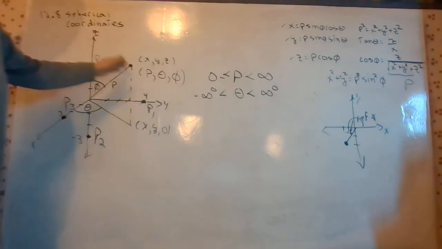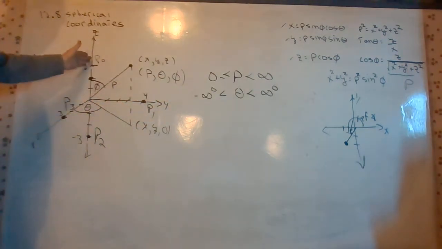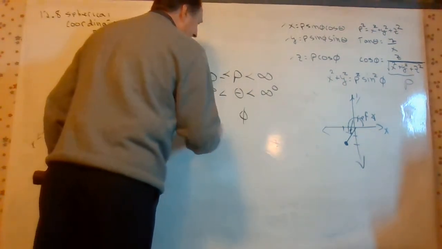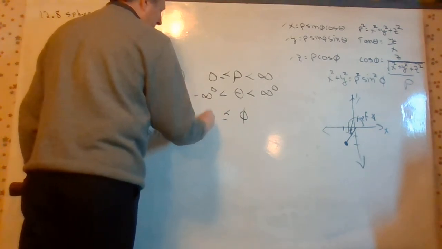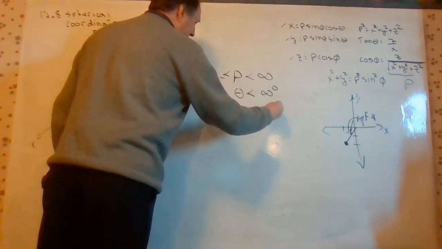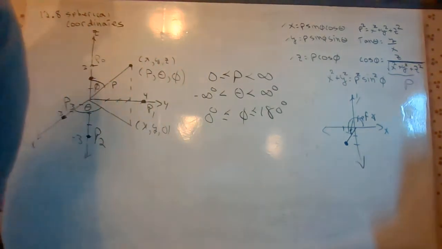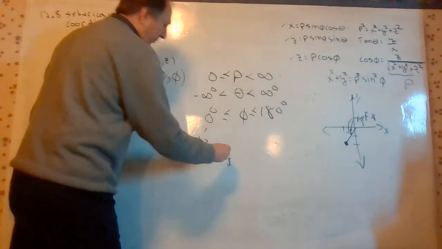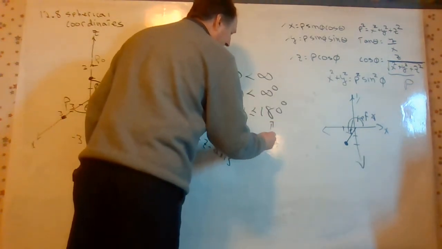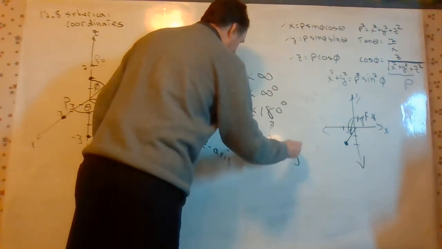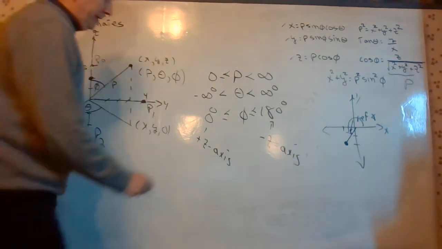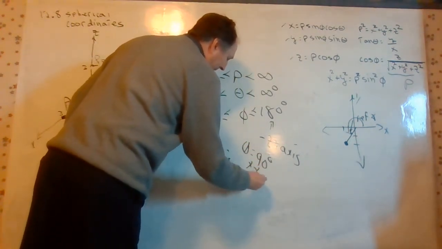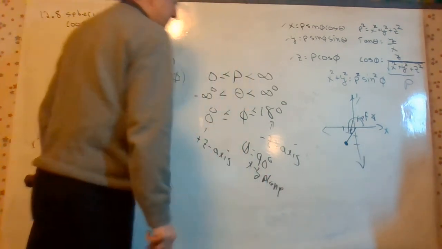Phi, on the other hand, is a minimum of 0, maximum 180. You can't get any further away from here than 180. So phi is between 0 and 180. This is the plus z-axis. This is the negative z-axis. Halfway in between is the xy plane. Okay?